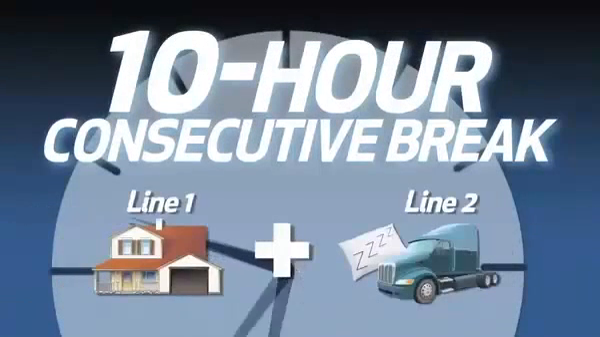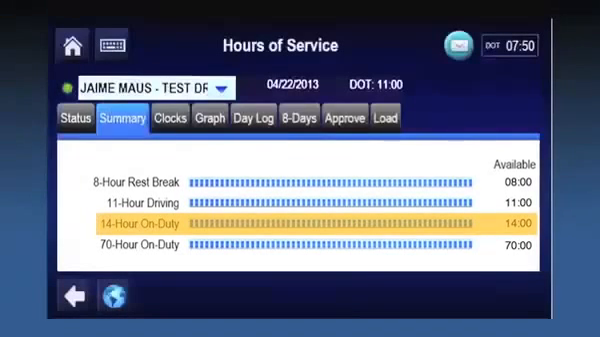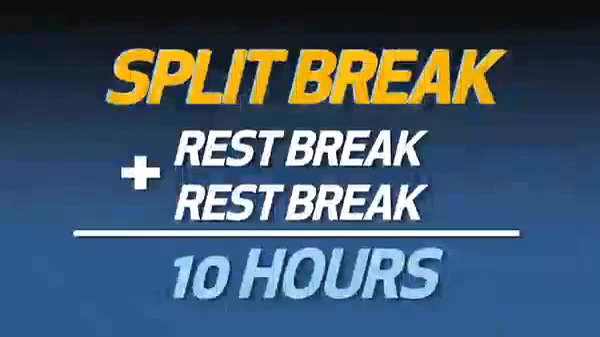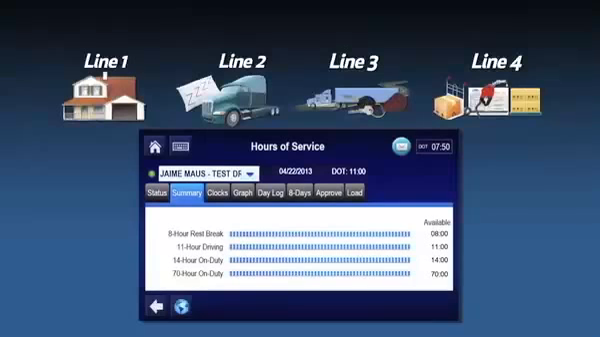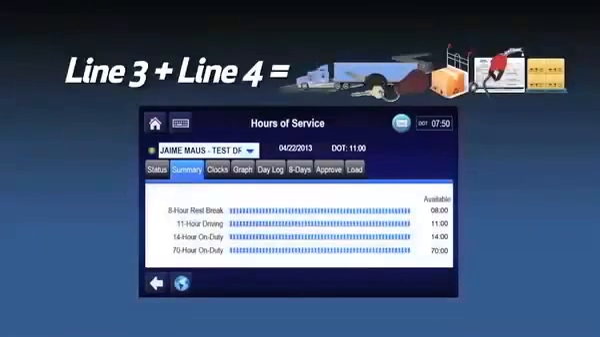A consecutive 10-hour break on Line 1, Line 2, or a combination of both will allow you to get all hours back on the 14-hour rule. You may also take a split break to get part of your hours back on this rule as well. All Line 1, 2, 3, and 4 time counts against this rule, unless 8 hours on Line 2 take place. Lines 3 and 4 start the 14-hour clock.